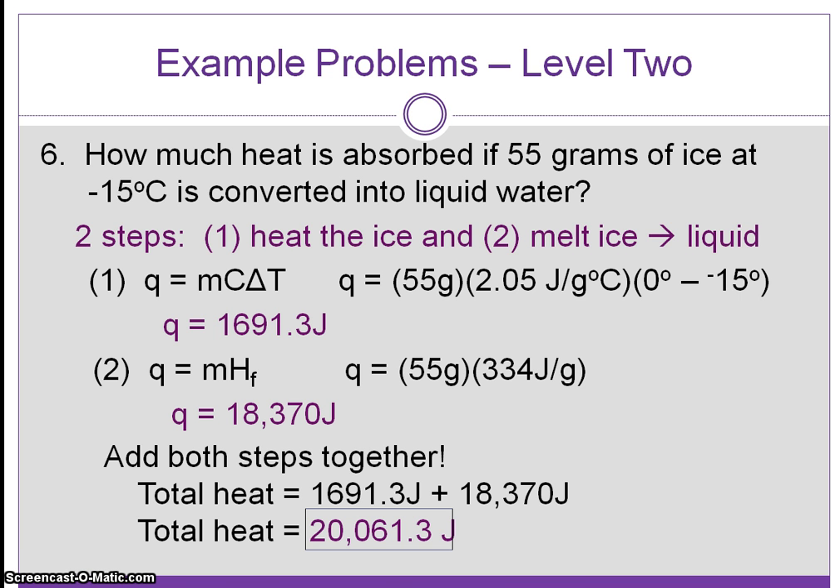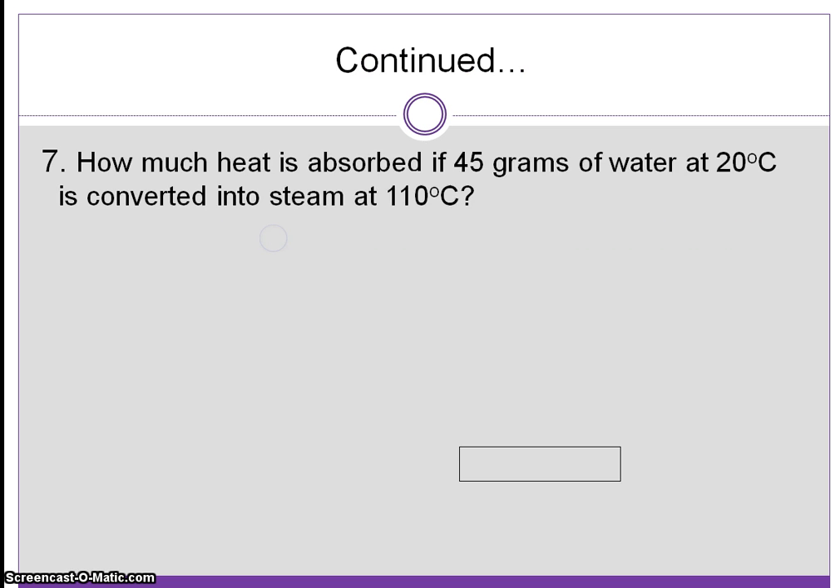Let's try a couple more that take more than one step. And again, if you have that graph, it'll definitely help you. So for the next question, it says how much heat is absorbed if 45 grams of water at 20 degrees goes to steam at 110 degrees. So if you look at your graph, 20 is on that middle diagonal line. So the diagonal goes from 0 to 100. So we're starting at 20. We're going to go all the way to steam, which is on the top diagonal line at 110.